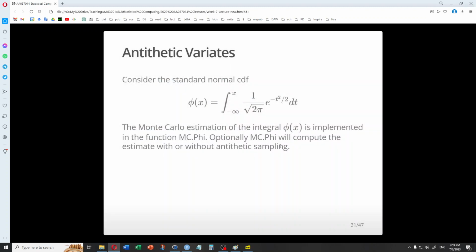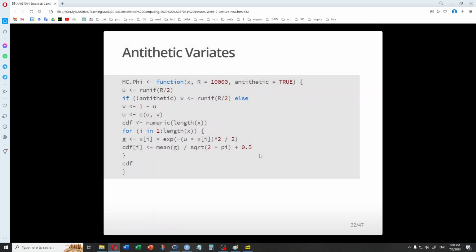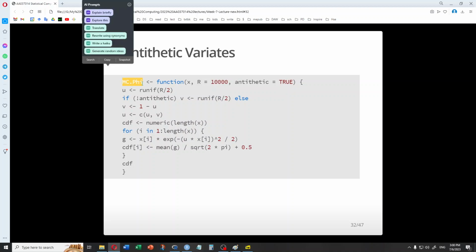We want to consider the standard normal CDF, where phi(x) is given by this equation. The Monte Carlo estimation of the integral phi(x) is implemented in the function MC phi. Optionally, MC phi will compute the estimate with or without antithesis. Now let's look at this one. We are going to use the function MC phi.